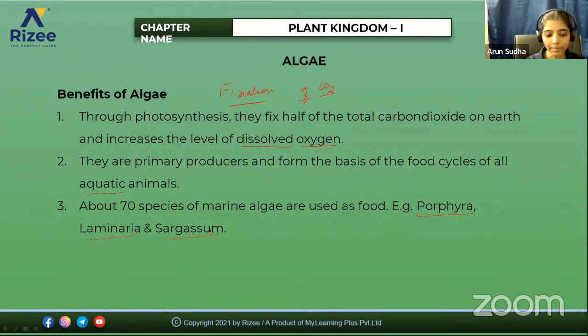For example, if you take Sargassum, which is also called Gulf weed, it is one of the free floating algae. It grows rapidly and reproduces rapidly, and actually it occupies a large part of the North Atlantic Ocean. That region is even called the Sargasso Sea. So it is called the Gulf weed.